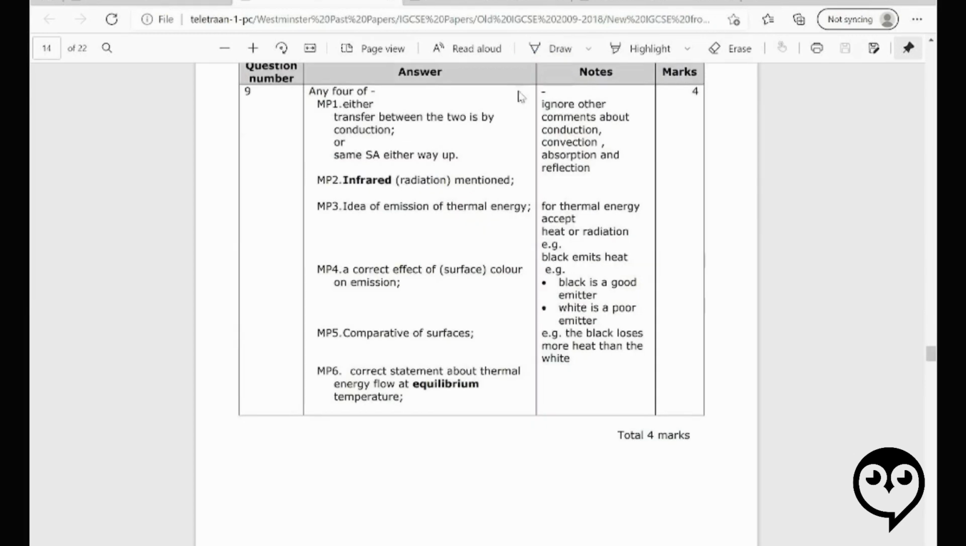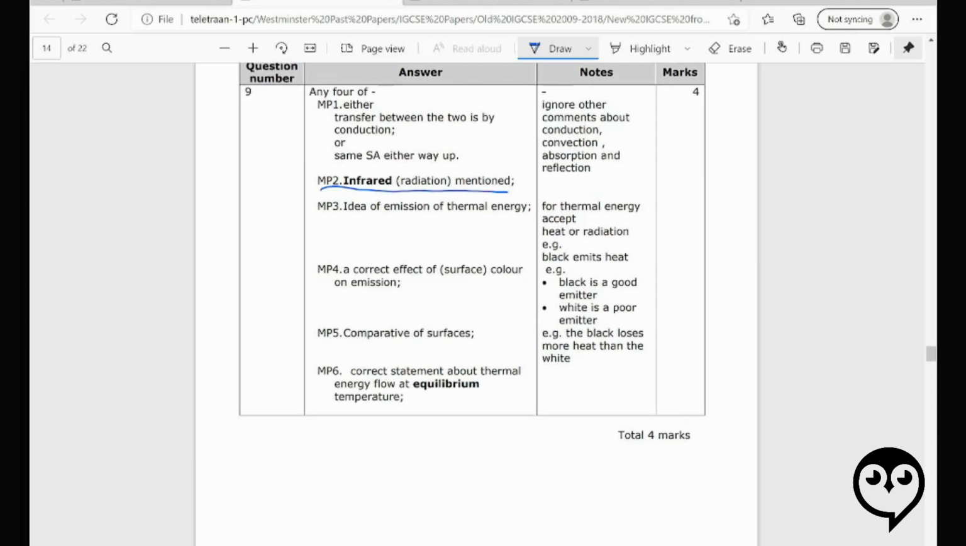Let's take a look at the answer. There's 6 points here that you could say to get the 4 marks. Infrared radiation is something that I had mentioned. The emission of thermal energy, and then the correct effect for the correct surface. So I'd said black was a good emitter, white was a poor emitter. You would just need to say one of those. We can compare the surfaces: if you like, the black loses more heat than the white.